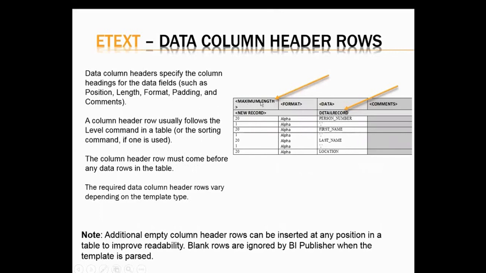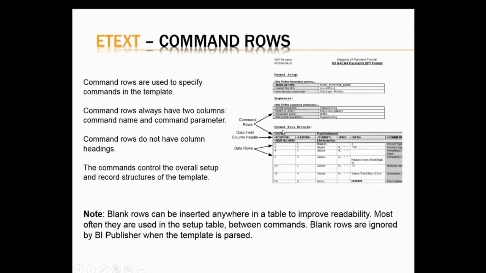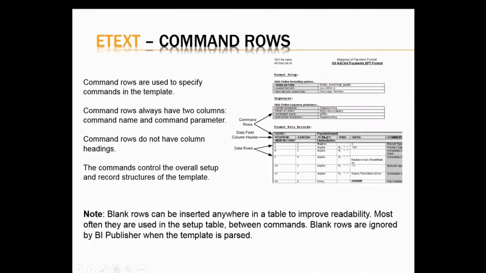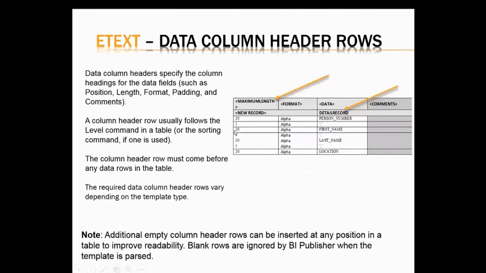Okay, and typically this column header is followed by one command called level. Any column header is followed by the level command. This level command is very important, which I'm going to talk about in a while. Coming to these column headers, we can also insert blank rows between them. We have a provision for that. That is also for readability. We can keep adding blank rows between the column headers.